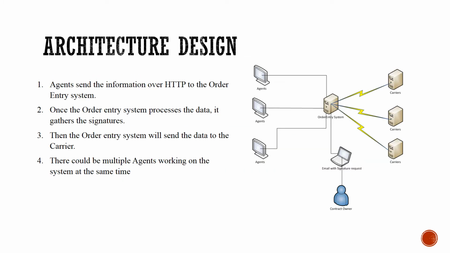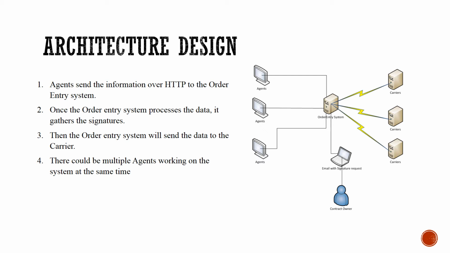So here's a quick synopsis of our architecture design. We felt it was important to understand the framework and how the system was going to interact with the framework so that we could more effectively develop the system. Essentially, the agents are going to be sending the information over HTTP to the order entry system. Once the order entry system gets and processes that data, it's going to gather the necessary signatures. Usually this is just an affirmation from the customer, but there are certain instances in which we will need more, which have been developed into the system.